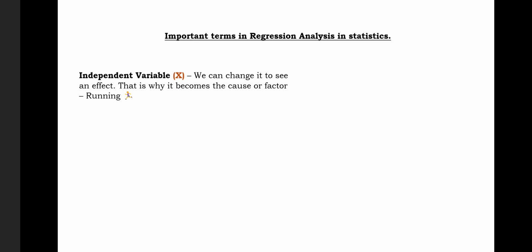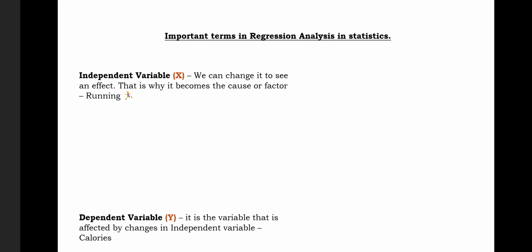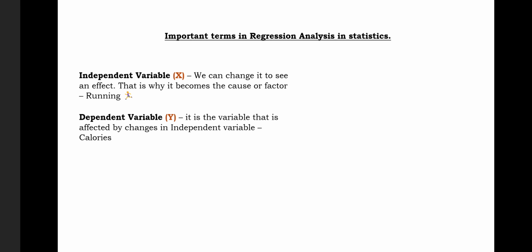So in regression, we always put the independent variable as x. Now, the dependent variable is called y, and it is the variable that is affected by changes in the independent variable. So whenever you make any changes in the running, it will affect the calories. So calorie is affected by a variable called x.